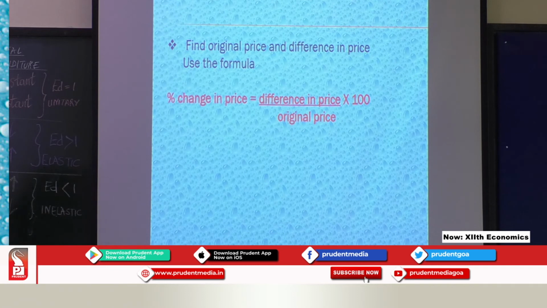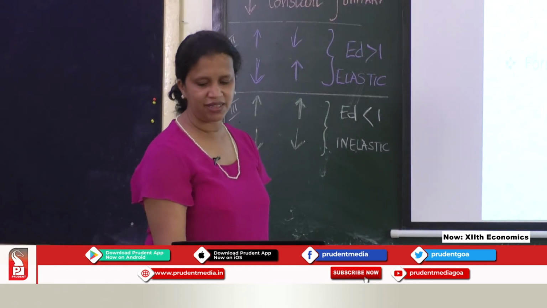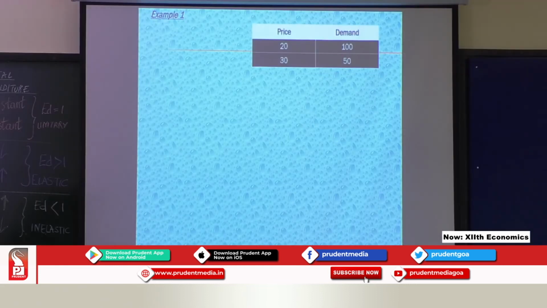When I get the percentage change for both the variables, I am going to replace it in my main formula, which is percentage change in quantity demanded by percentage change in price. Let us look at an example to simplify. Let us suppose this is the problem that you have been given. Price at rupees 20, demand is 100 units. When price increases to rupees 30, demand decreases to 50 units.